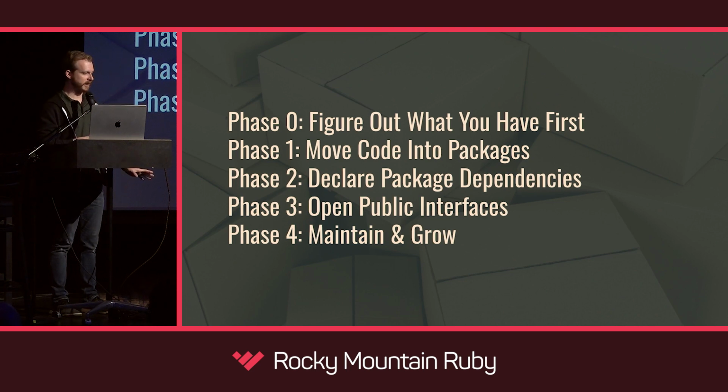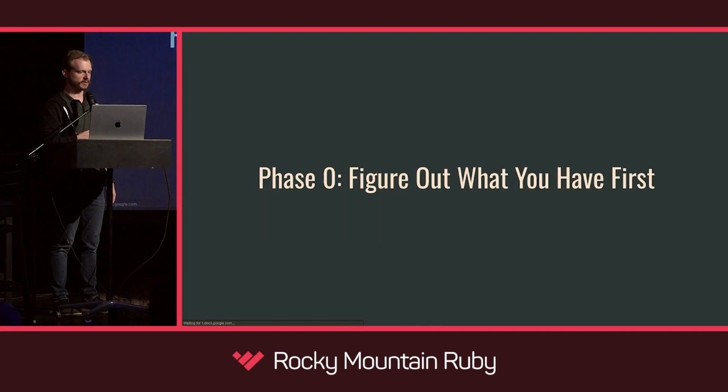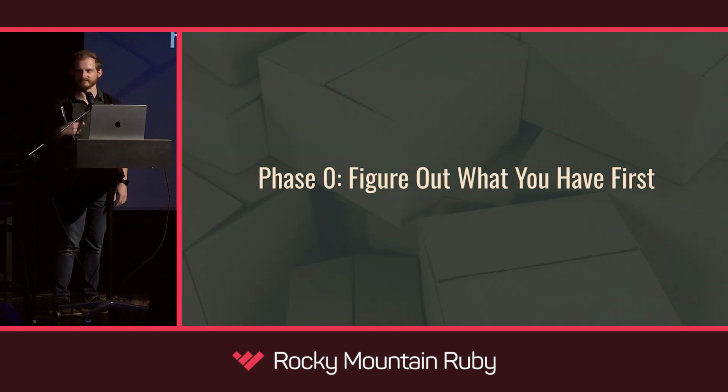So here's a sneak peek of the whole talk. Here are the phases that I'm going to outline. So first of all, we're going to step back and we're going to look at what we actually have in our code base. We're going to examine our features. Next, we're going to just chuck files into packages. Then we're going to start declaring package dependencies, start writing those public interfaces, and then we're going to maintain it because it's so enjoyable to code in a repository that's easy to maintain. So let's start with the basics, which is not even in our code base.